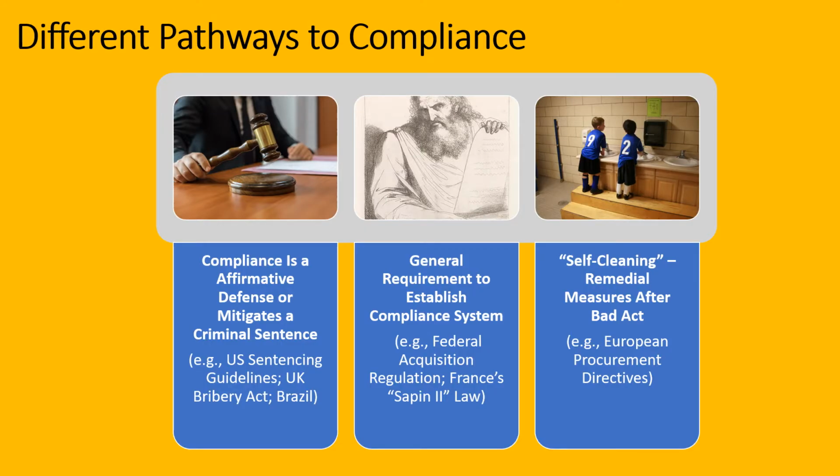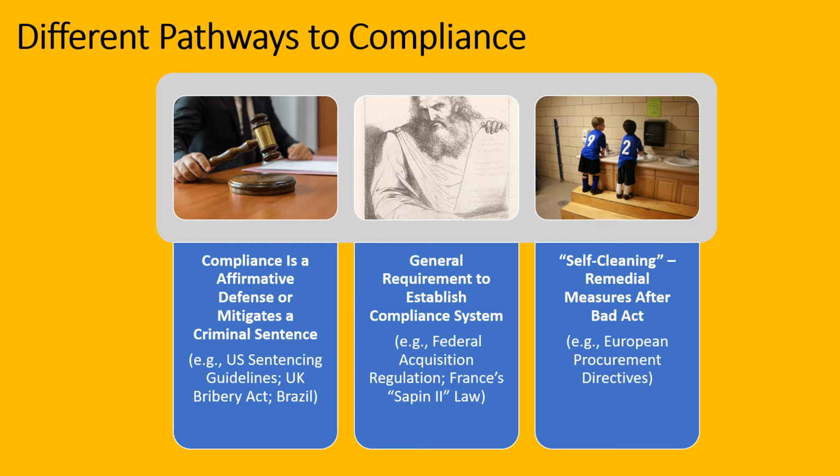Different legal systems around the world have come to embrace compliance in different ways. Some systems treat it as an affirmative defense or a way to mitigate a criminal sentence. So for example, under the United States sentencing guidelines, if a corporation has an effective corporate compliance system in place, when that corporation faces a criminal sentence, say for misconduct by one of its employees, that sentence may be reduced in recognition of that effective corporate compliance system.